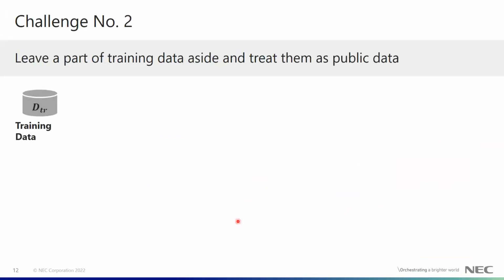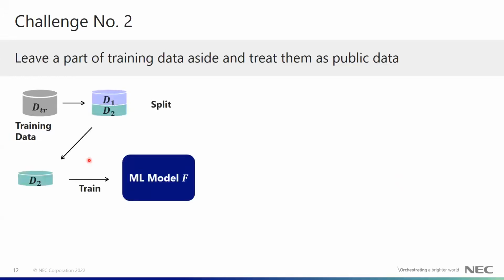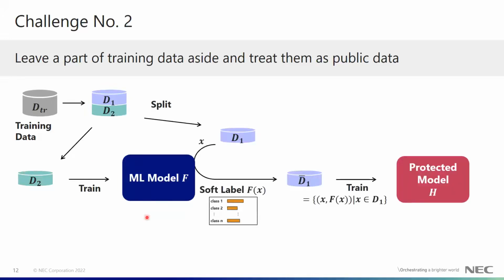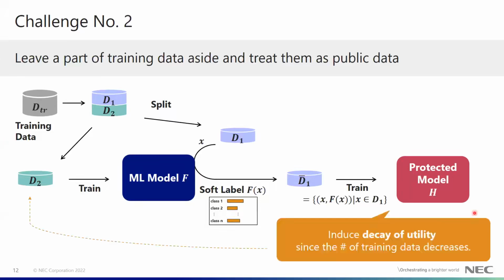The second idea, leaving a part of training data aside and treating them as public data. First, split the training data. Train a teacher model by using one part, and train a student model by another part. Soft labels will have a moderate confidence, so the resulting model is protected. Cool. But it inevitably decreases utility due to the small amount of training data.